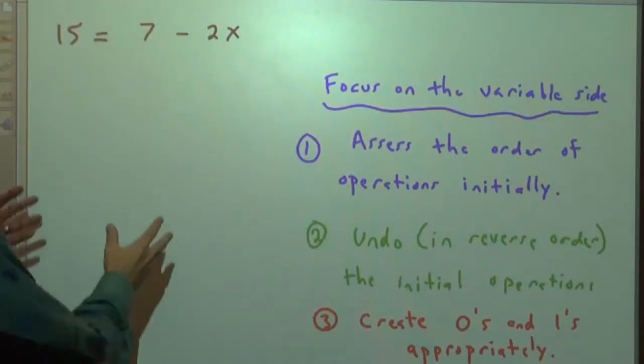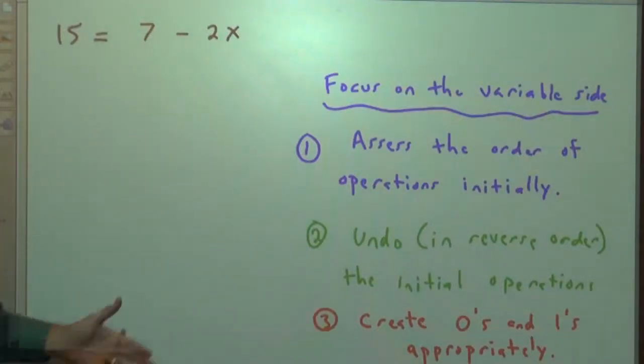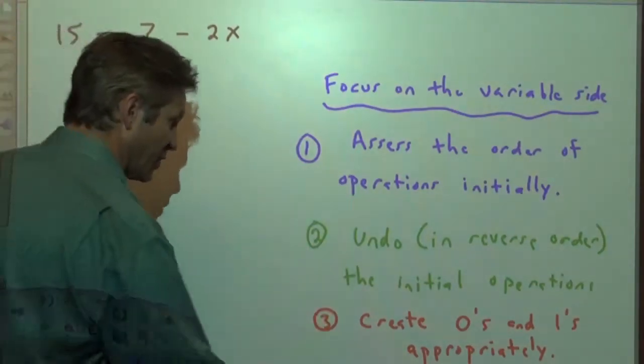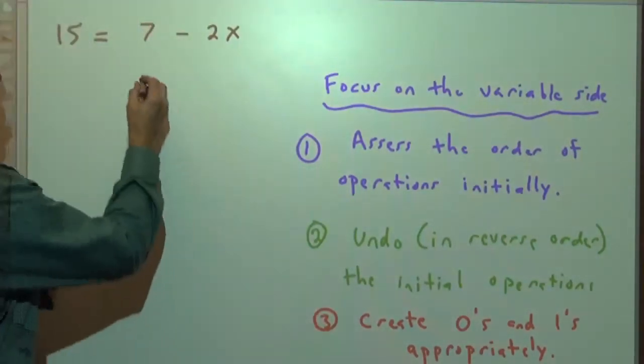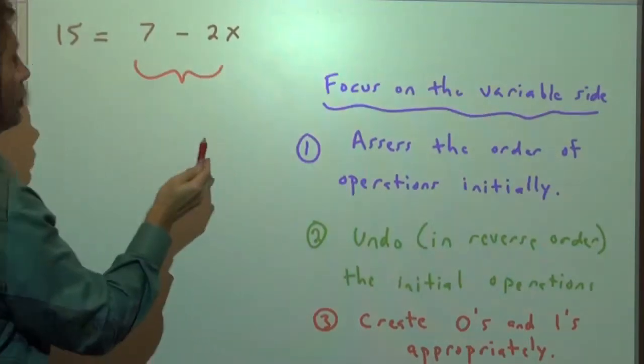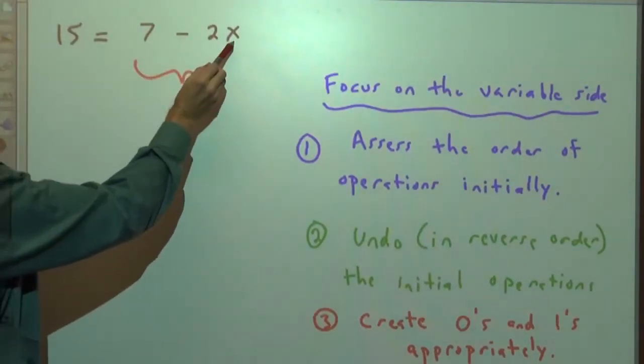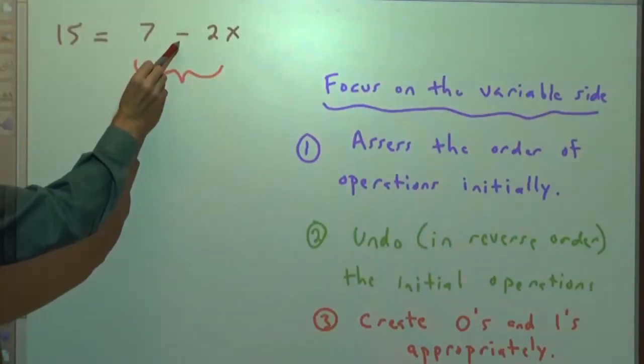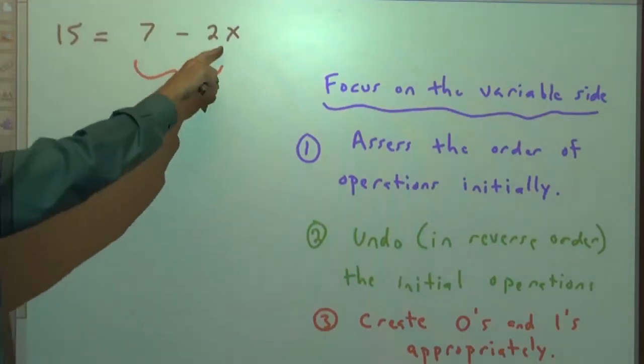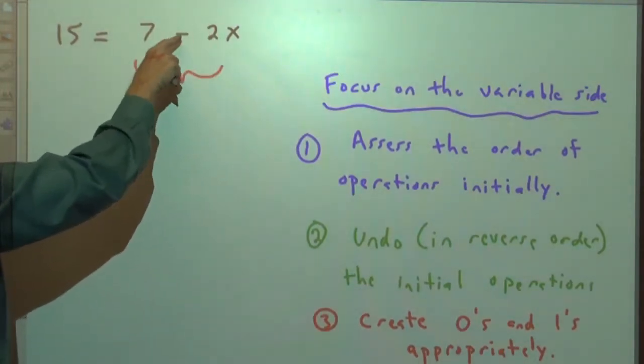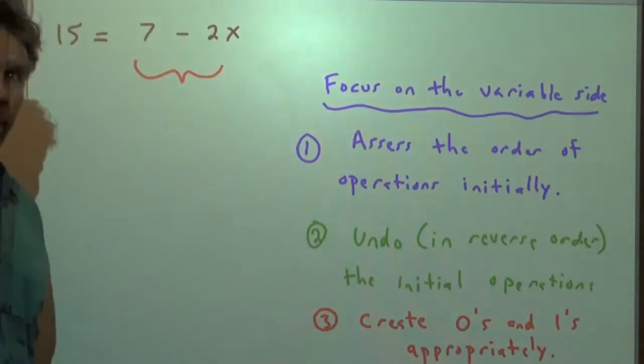In the last video, we recognized that solving two-step equations was as simple as following this process. Assess the order of operations initially on the variable side. So we went over here, we said, okay, you would have had to multiply the 2 times the x before you could take away that quantity from the 7. So the first thing we'd have to do is multiply, the last thing is subtraction, and that's order of operations.